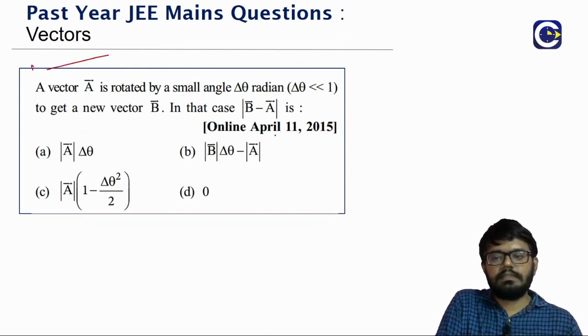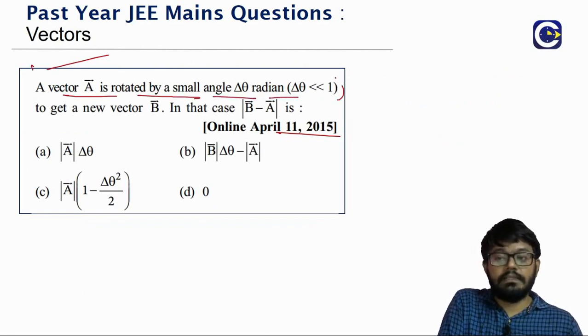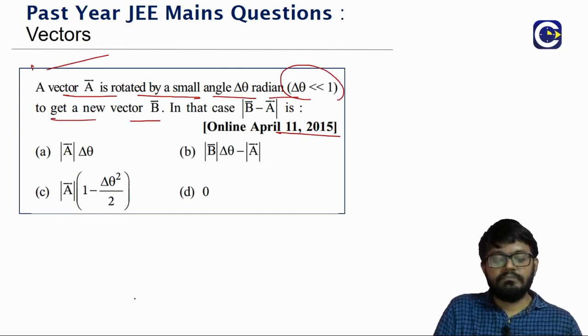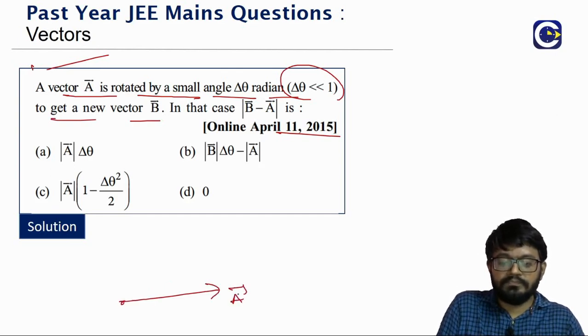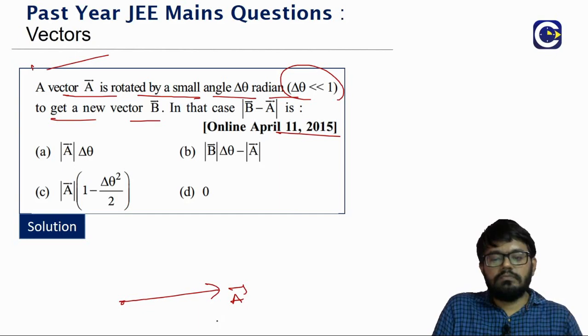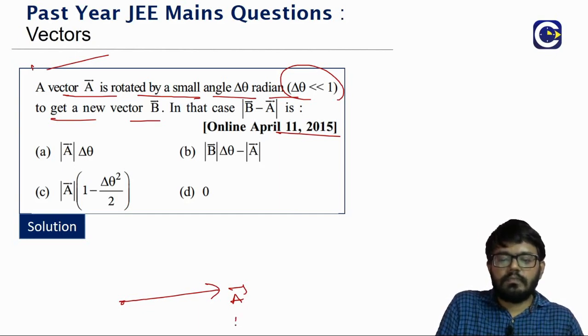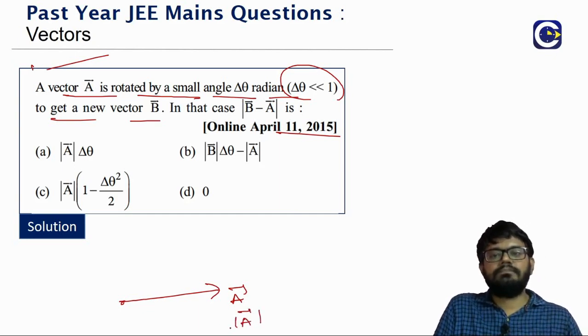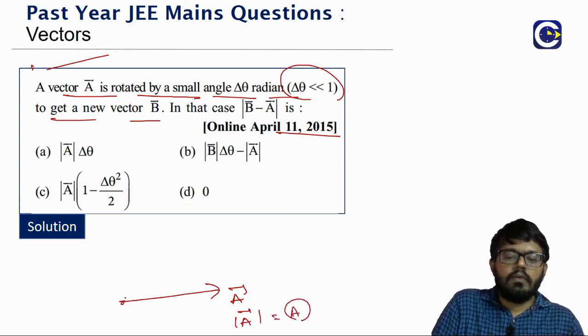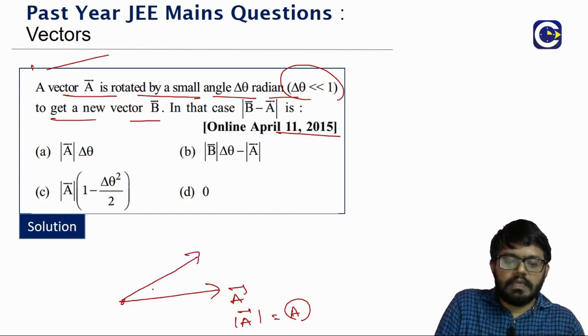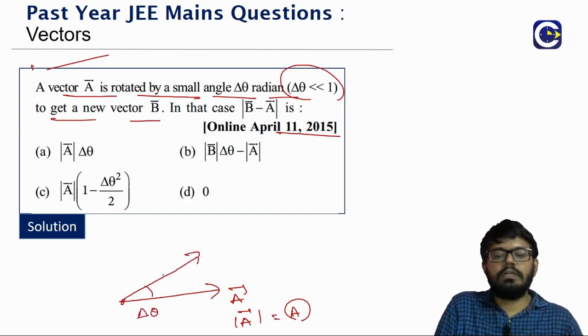What is it? This has come in 2015. A vector A bar is rotated by a small angle delta theta in radians. Delta theta is much smaller than 1, to get a new vector. Just understand one thing. So you have a vector A. Its magnitude will be mod A, I mean, we can say it simply as A. We are rotating it by a small angle, how much? Delta theta. So that we will get the vector B.